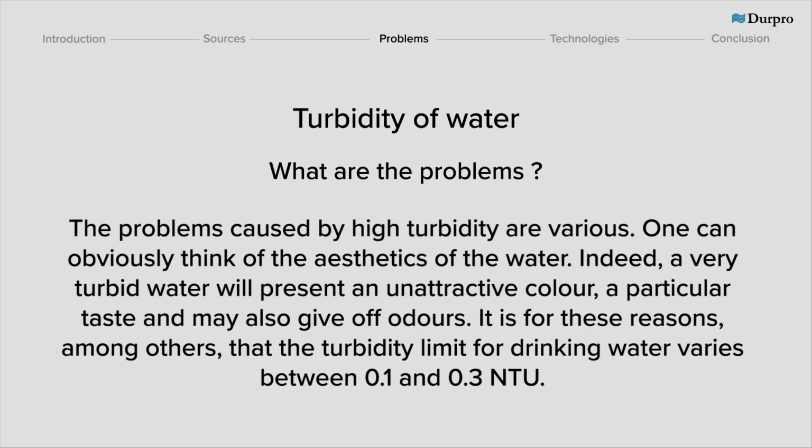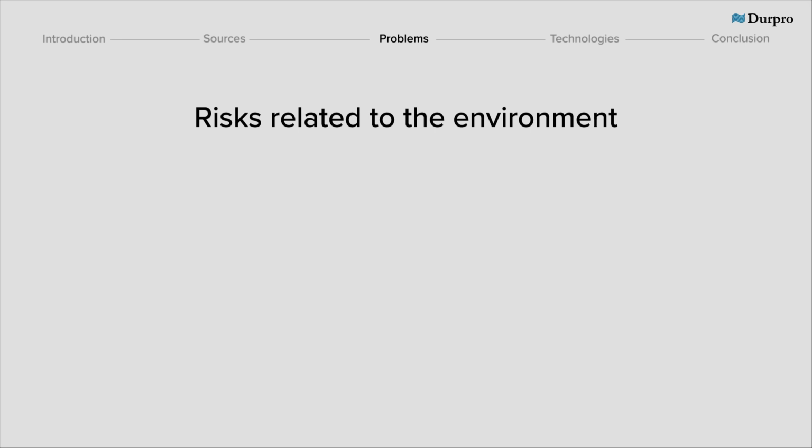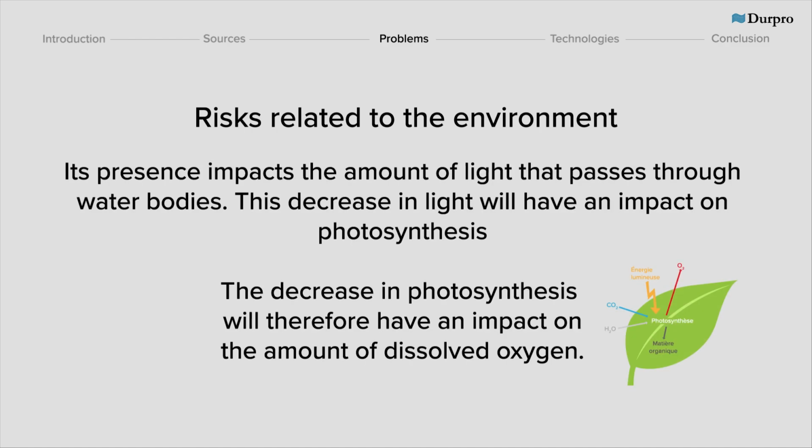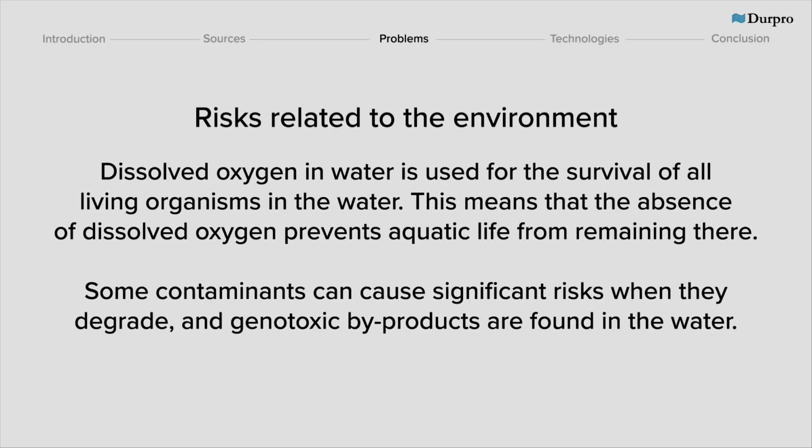It should be noted that the risks associated with drinking turbid water vary depending on the type of contaminant. Risks related to the environment. Turbid waters can also be hazardous in their natural state. Whether turbidity is caused naturally or by human activities, its presence impacts the amount of light that passes through water bodies. This decrease in light will have an impact on photosynthesis. Since photosynthesis is responsible for a good percentage of the dissolved oxygen found in water naturally, the decrease in photosynthesis will therefore have an impact on the amount of dissolved oxygen. Briefly, dissolved oxygen in water is used for the survival of all living organisms in the water. This means that the absence of dissolved oxygen prevents aquatic life from remaining there.